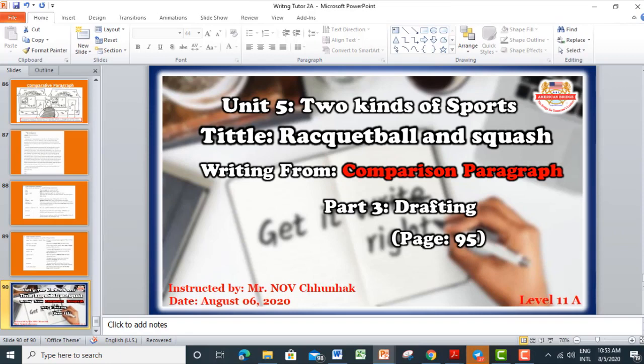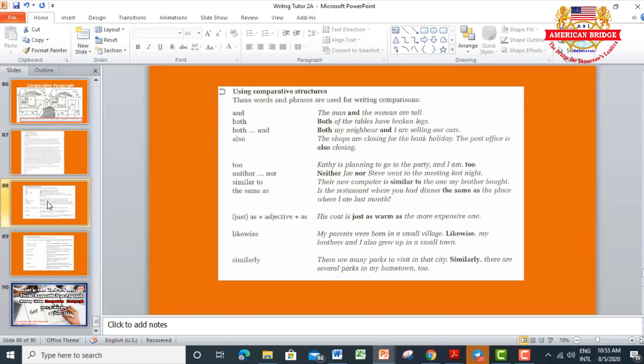This morning's section, you will study the comparison paragraph. You know that you have learned so far the structure, the meaning of the comparison paragraph, and the steps to write it as well. Last week, you learned about comparative words or phrases and contrastive words or phrases. So the teacher would like you to go back to the slide and review some lessons that you have learned so far.